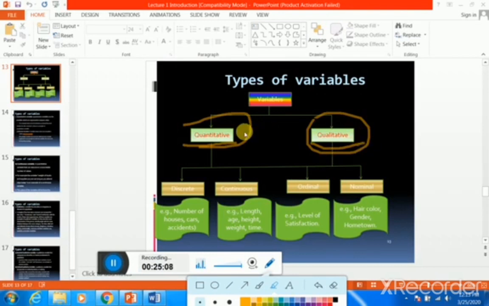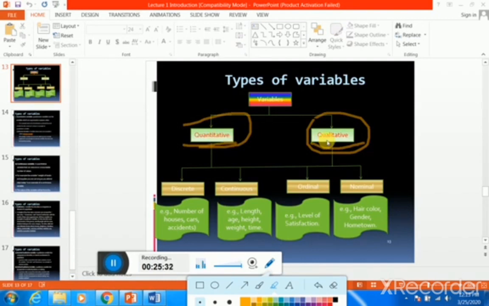Take a quantitative variable, for example height. Height is equal to 5 feet 9 inches, that is 5.9. It is quantitative, when I assign this numeric term 5.9 to height, that is simply known as quantitative.